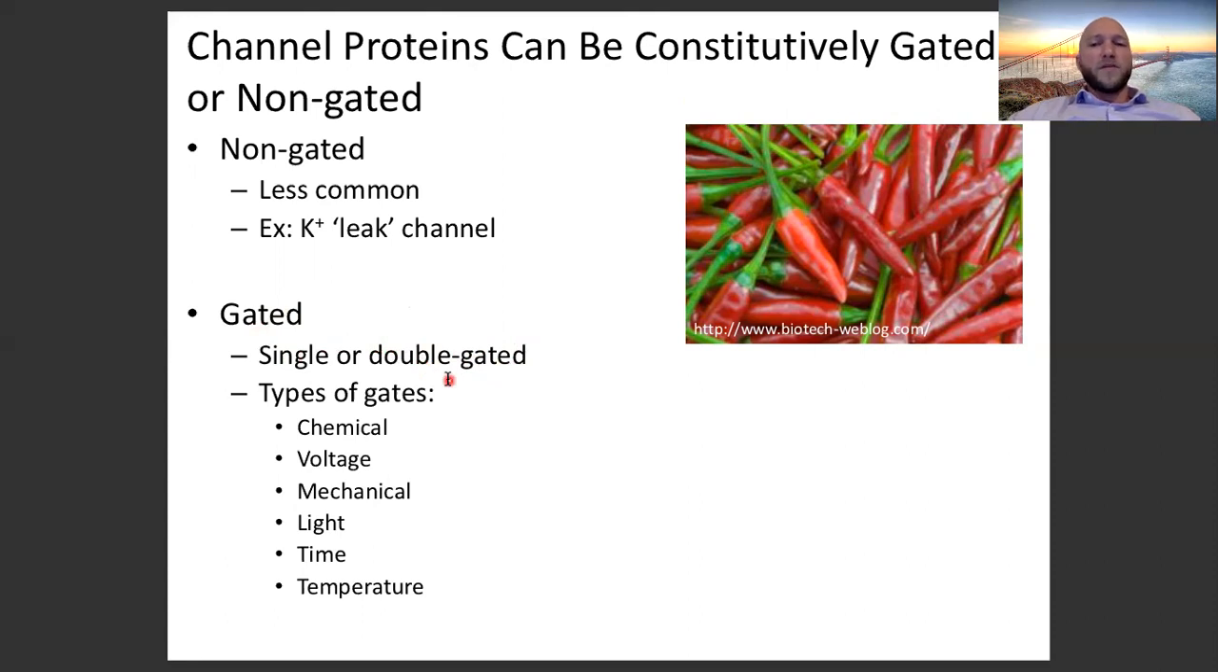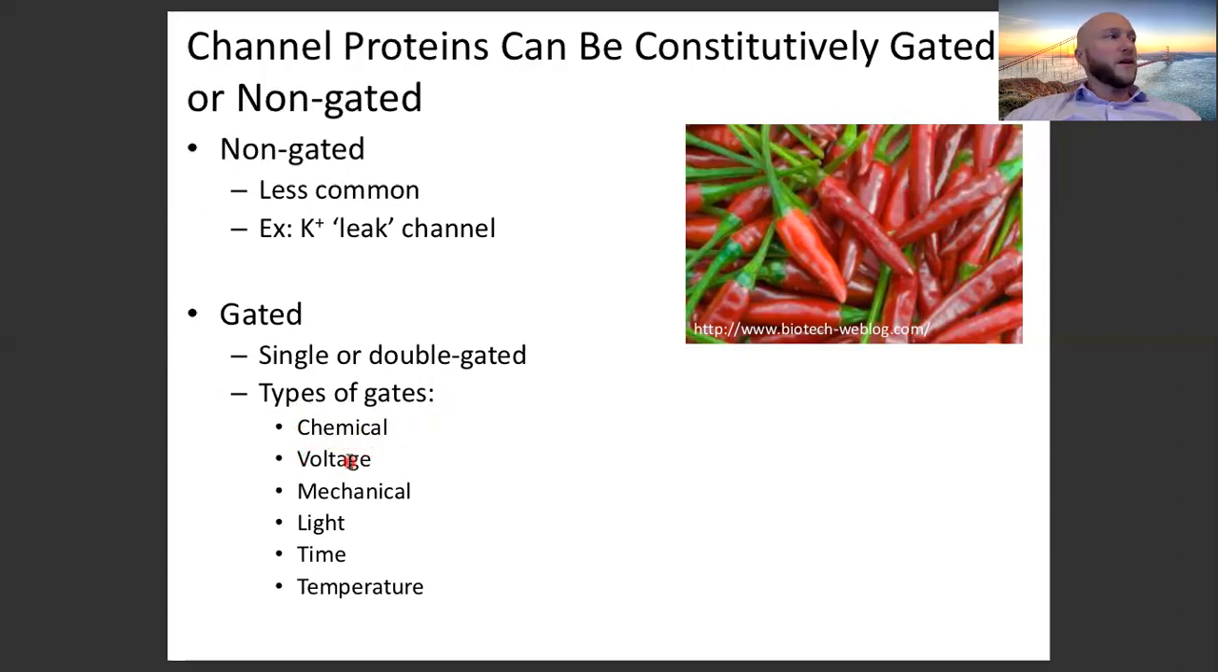Now, what's going to open or close these gates? Well, a lot of different stimuli can open or close these gates. Chemicals can open or close these gates. So a signal molecule, or just a certain molecule, binds to the channel and it opens up the gate. Chemical would be something binding to the channel and opening the gate.